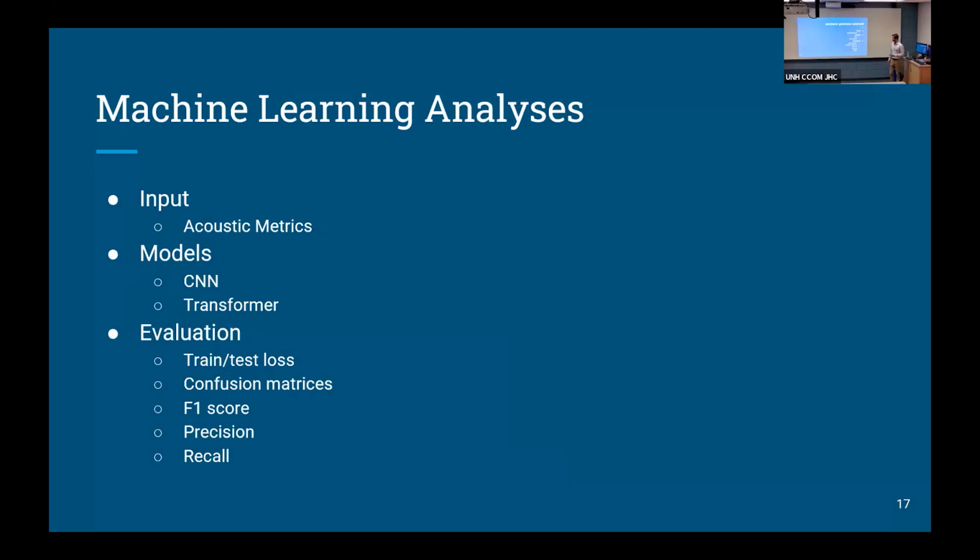Machine learning analysis. Acoustic metrics were used as the input data for these, so each metric was used as a different dimension for the input. The CNN and transformer were the two models evaluated. In evaluation, a lot of very specific data came from this: training and test loss, confusion matrices, F1 score, and precision and recall.